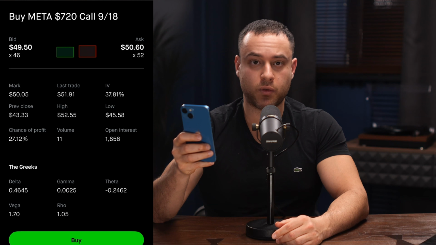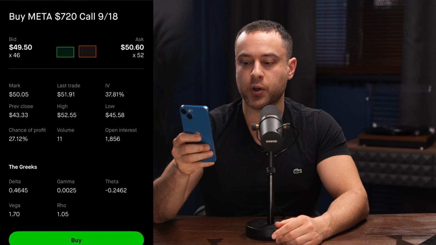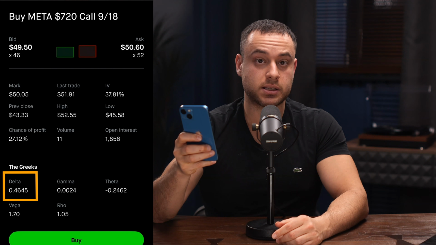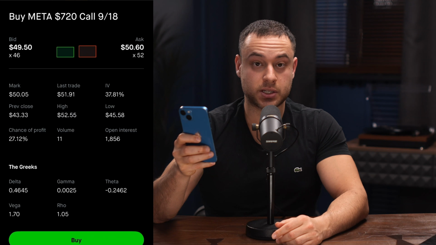The reason why you want more volume is because it's easier to buy and sell an option when the option has more volume. And the delta here of 0.46 is actually referring to there being a 46% chance of this option expiring in the money.